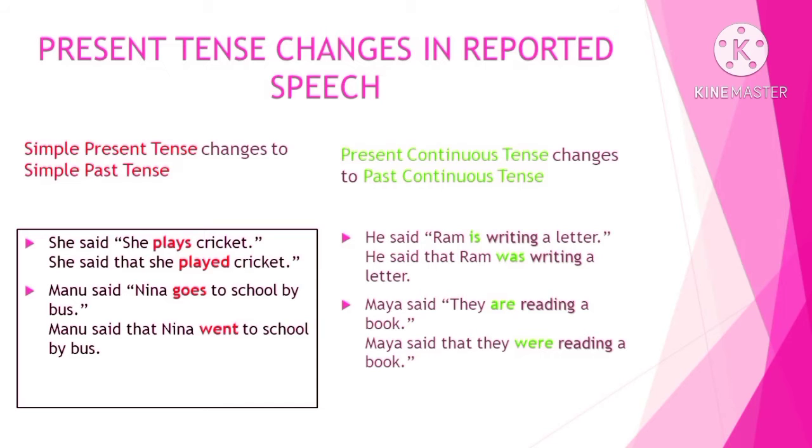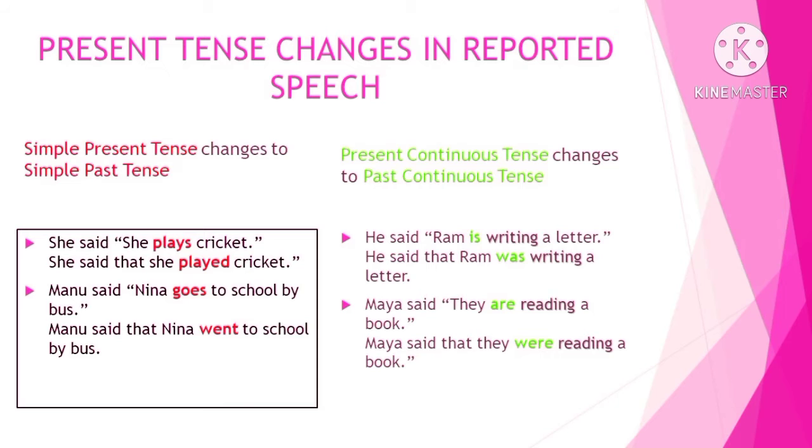Next, present continuous tense changes to past continuous tense. If the verb is in the continuous form, it changes into the continuous form of the past. Present will change into past. That's all, it's very, very simple. He said Ram is writing a letter. He said that Ram was writing a letter. Maya said they are reading a book. Maya said that they were reading a book. So is and am will change into was, and are will change into were. The verb in the continuous form will remain the same.